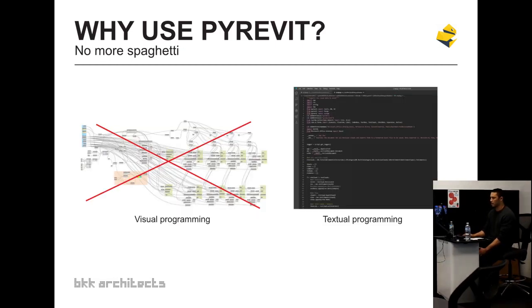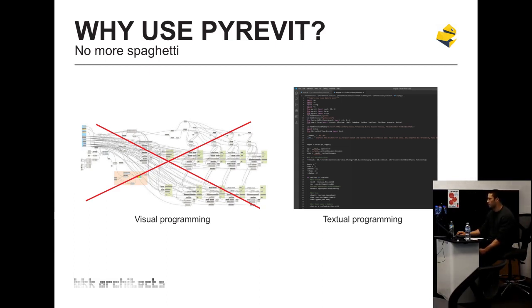Why would you use pyRevit? So my first point would be that there's no more spaghetti. Although tools like Dynamo and Grasshopper greatly lower the bar of entry needed to get into algorithmic design and automation, once you go beyond a certain level of complexity with your scripts, you quickly start to see the flaws of the visual programming paradigm.